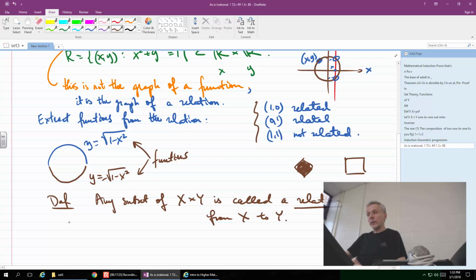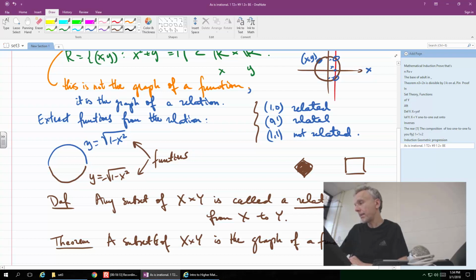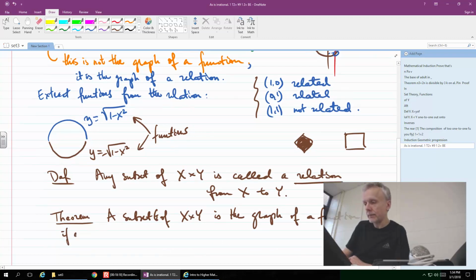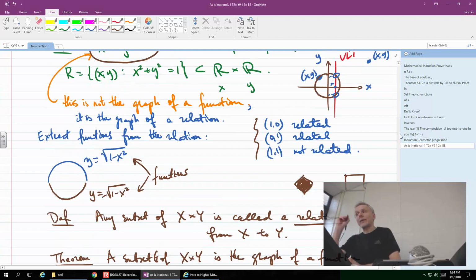That's a very simple definition. We should then say specifically what makes a relation a function. That's the crucial one. What is so special about a subset of x cross y that would guarantee that it is the graph of a function? Well, the answer is naturally the vertical line test. I don't want to put it in the form of a theorem, but a subset G of x cross y is the graph of a function if and only if the vertical line test holds.